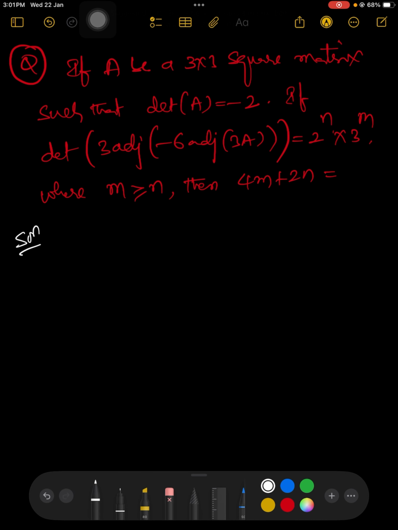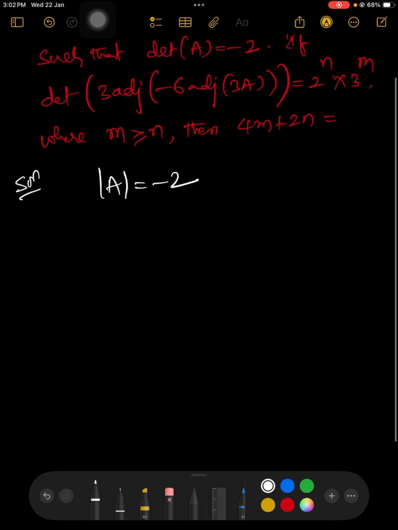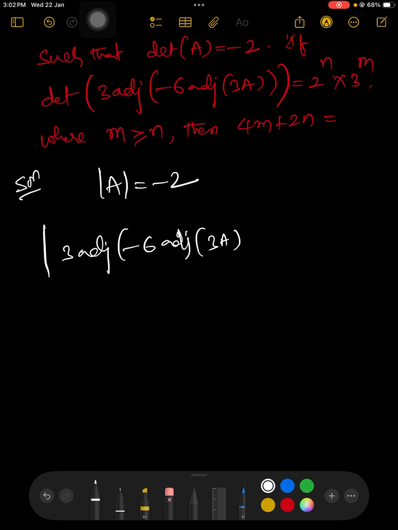The next question is from determinants. This type of question has already been discussed in our channel. Now the question is: if A is a 3 by 3 square matrix such that det A equals -2, and the given det of 3 times the adjoint of -6 times the adjoint of 3A is equal to 2 power n into 3 power m.